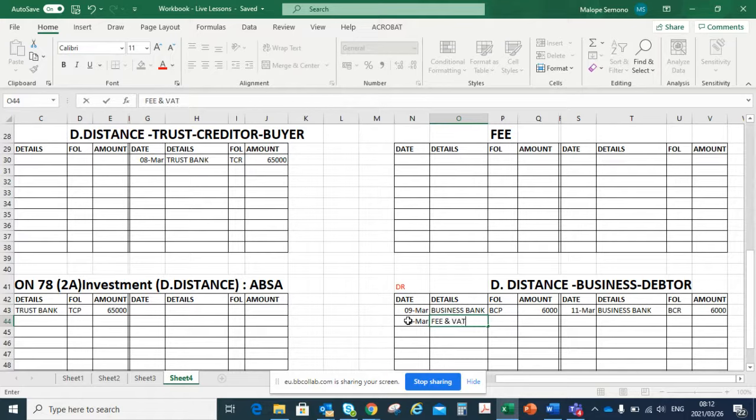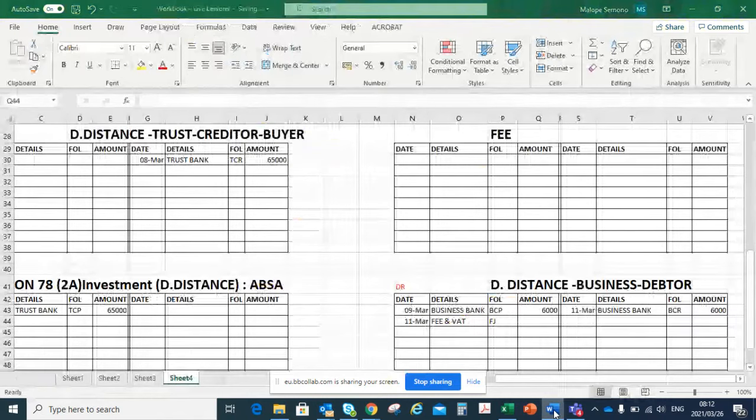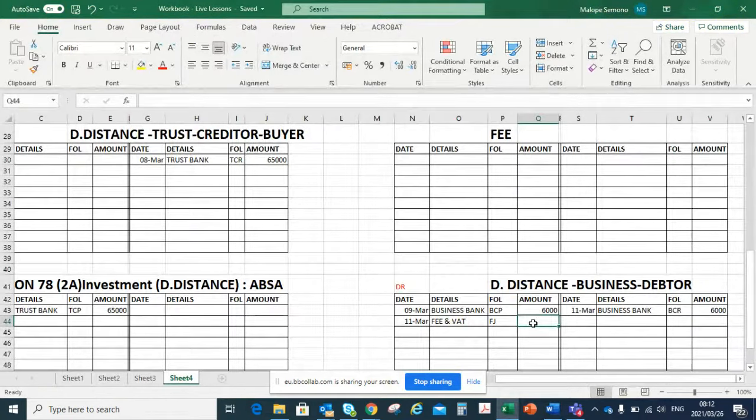Okay, obviously, this is a fee, so it will affect a fee journal. I'm going to say FJ. Can you see now? FJ means fee journal. So we charged how much? Let's go and check. We charged 3.3, including VAT. So remember, the amount must include VAT. So I must say 3.3 because it must include VAT.